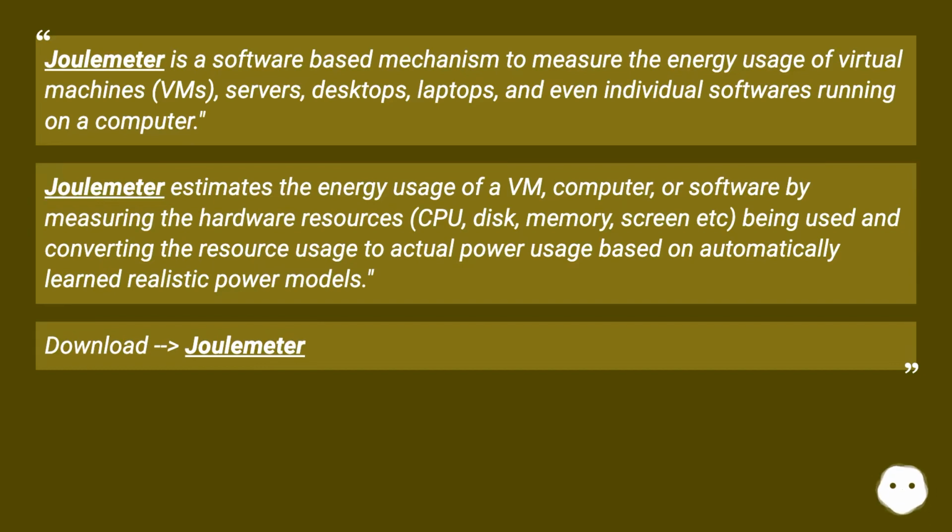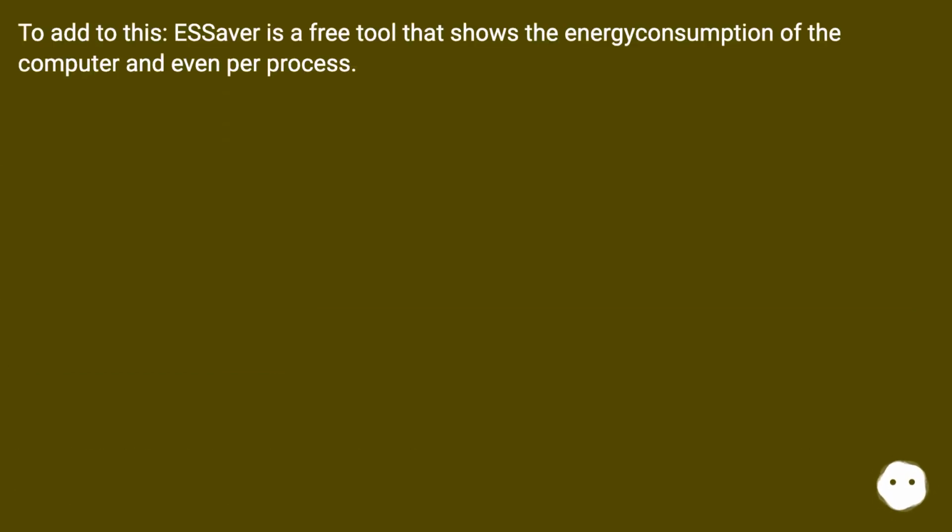Joule-Meter estimates the energy usage of a VM, computer, or software by measuring the hardware resources, CPU, disk, memory, screen, etc. being used and converting the resource usage to actual power usage based on automatically learned realistic power models. Download Joule-Meter. To add to this, Joulemeter is a free tool that shows the energy consumption of the computer and even per process.